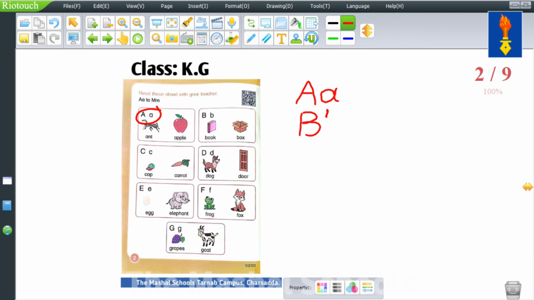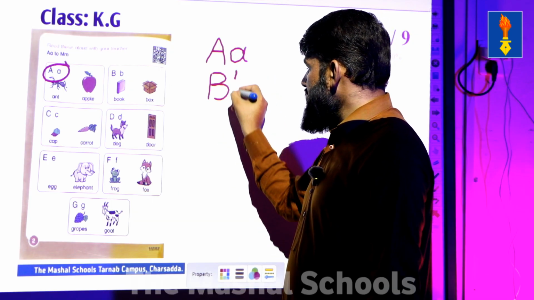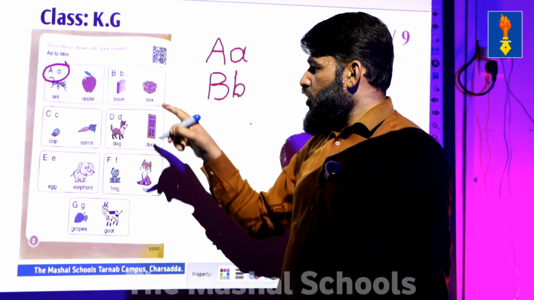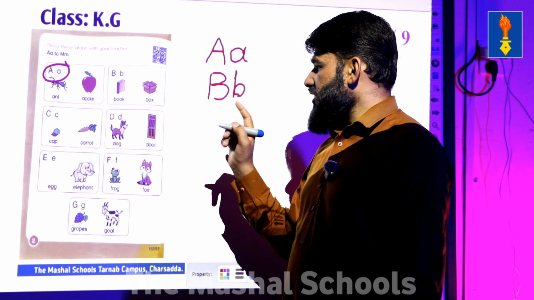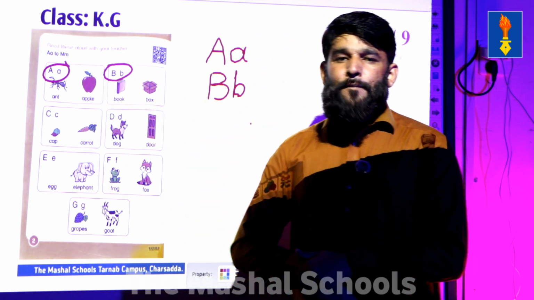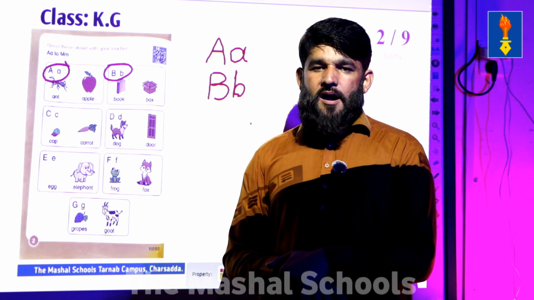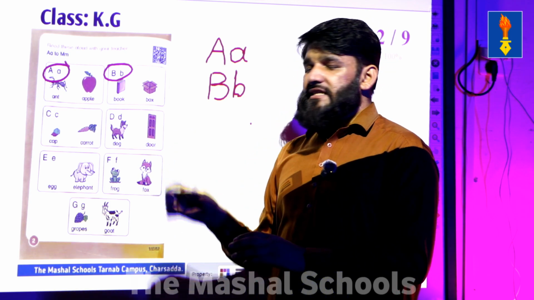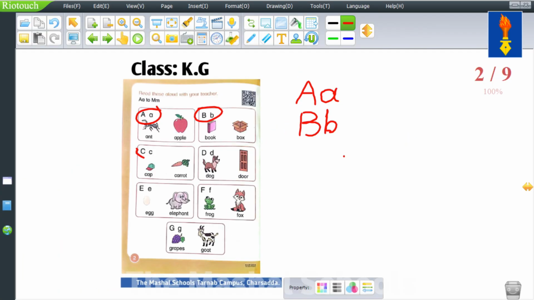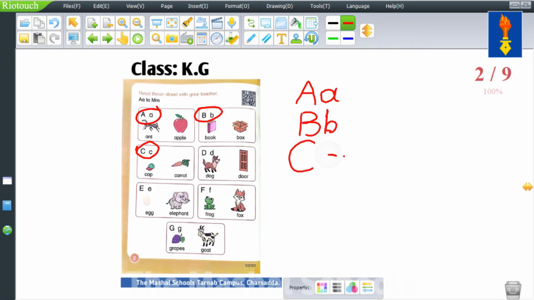Now let's talk about letter B. Letter B is written like this in capital letter, or uppercase letter, and in lowercase letter. Now let's talk about which words start with letter B. For example, this is B. Now let's say book. B-O-K. Book. Along with that, box. B-O-X. Box.